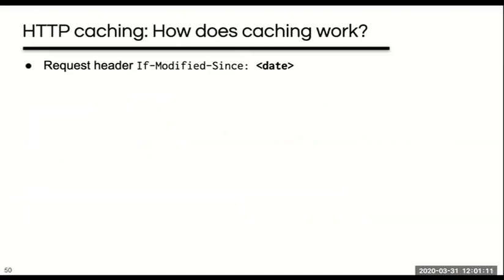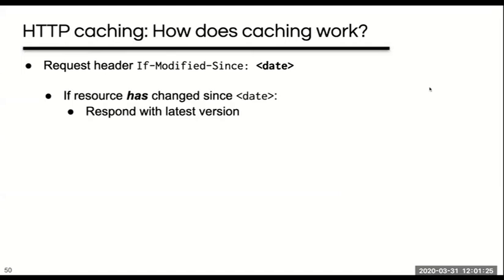And so we have this request header, if modified since. And the value for it is just the date of the version that you currently have in your cache. When the server gets it, if the file has been updated since that date, it sends the latest version.